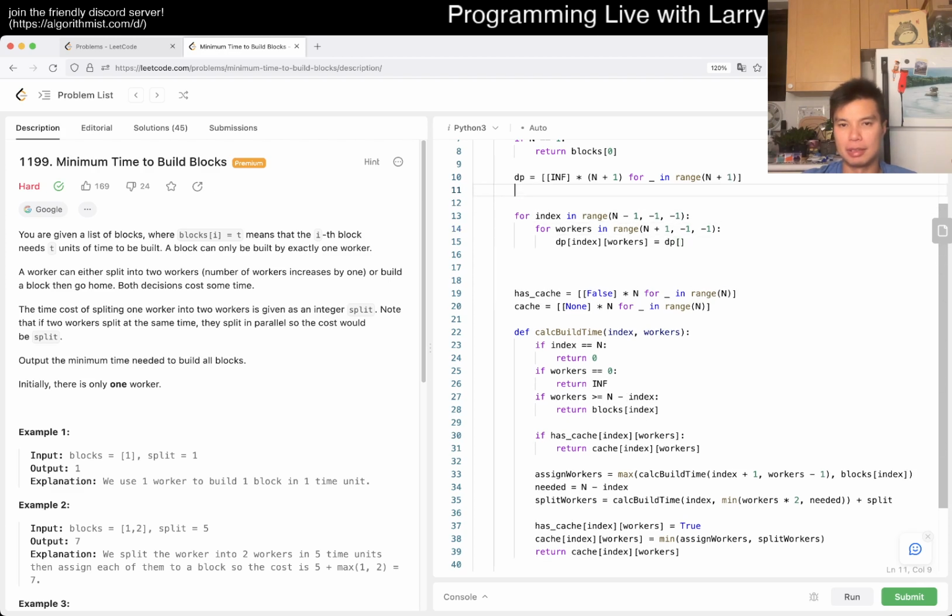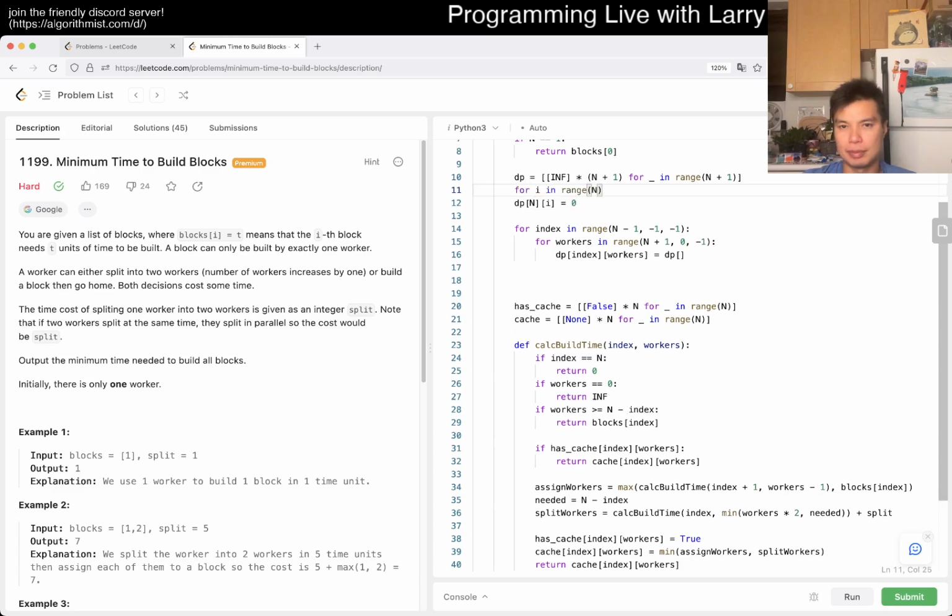Let's rewrite this a little bit so I don't have to do as many if statements. You could have used this as an if statement, but I think it's fine. And here we don't go to 0. We don't have to go to 0. So we set this to 0, because we're done. Right. And then now we can just do the copy and paste thing, right?